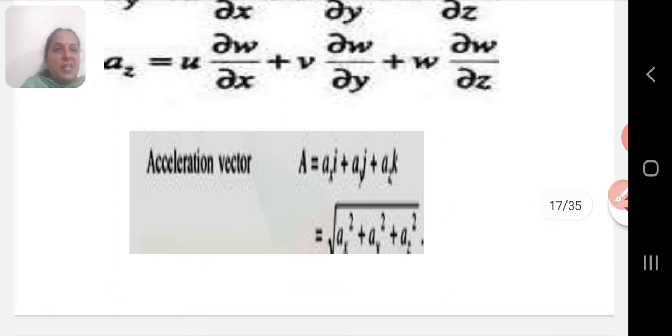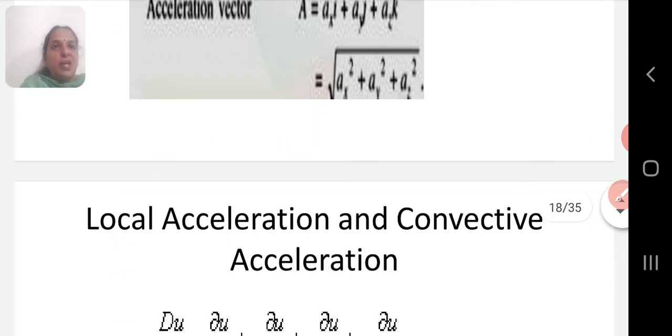So what is the magnitude of the acceleration vector? Root of ax square plus ay square plus az square, all under the single root. So root of ax square plus ay square plus az square. So that is your acceleration magnitude.